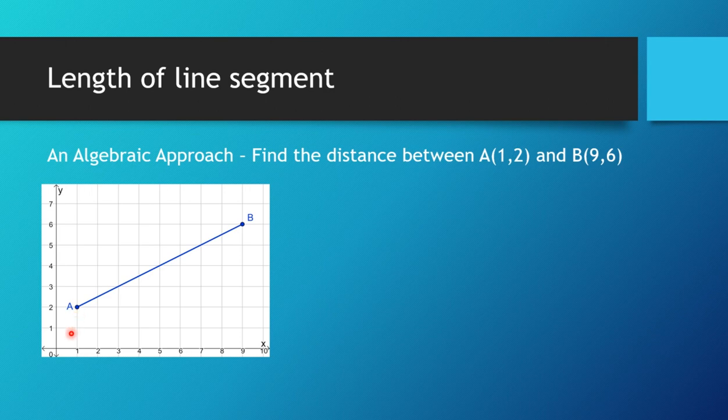So we can see point A is down here at (1, 2), and B is over here at (9, 6). The length I'm trying to calculate is this length along here. To do so, I need to make a right-angled triangle. I can make a right-angled triangle here, or I can make it up here. I've decided to go up this way. I need to know the lengths of each of these sides. So from 2 to 6, that's a distance of 4 units. And from 1 to 9, that's a distance of 8 units.